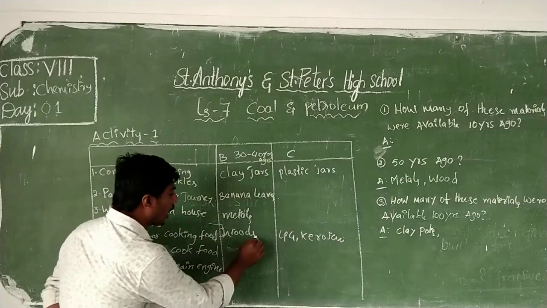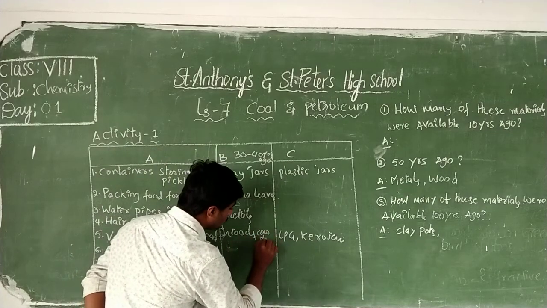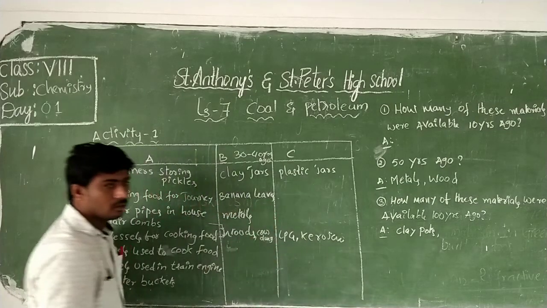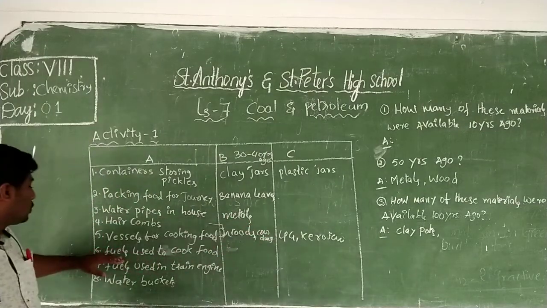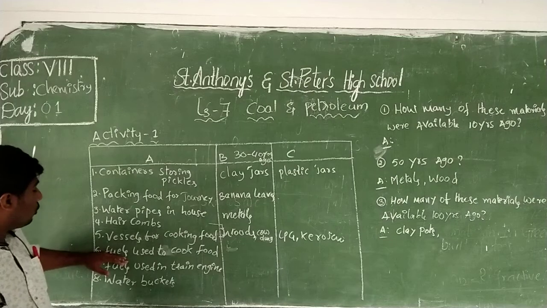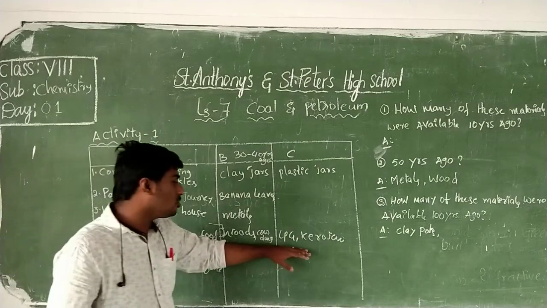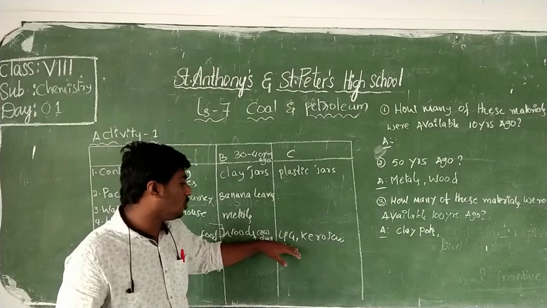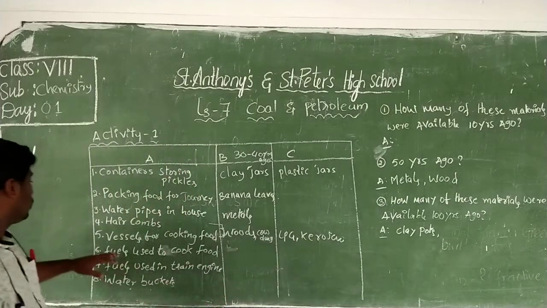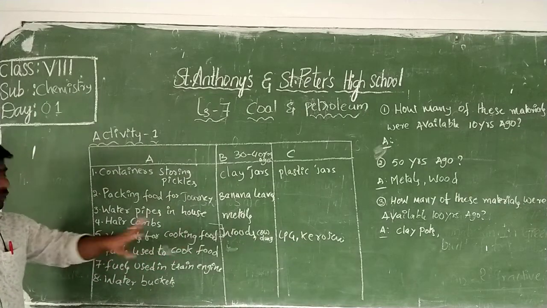and along with wood they used powder. They used powder and wood as a fuel to cook the food. And nowadays we are using kerosene or LPG, liquid petroleum gas, as a fuel to cook the food.